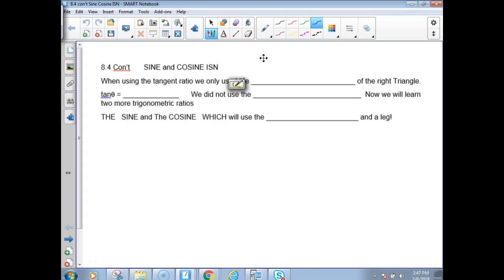All right, today we already did the tangent on Tuesday or a couple days ago. We worked on the tangent, and that was using the legs. When using the tangent ratio, we only use the legs of the triangle. I'm going to draw, of course, what those are. The legs are the ones that make the right angle. So the tangent was the opposite leg compared to the adjacent leg. We did not use the hypotenuse.